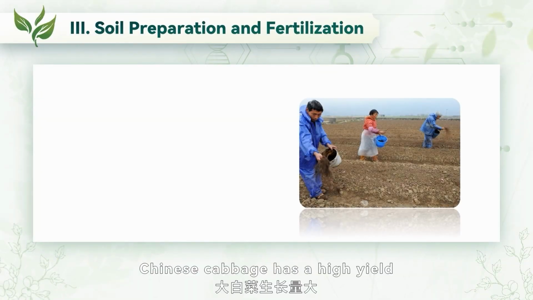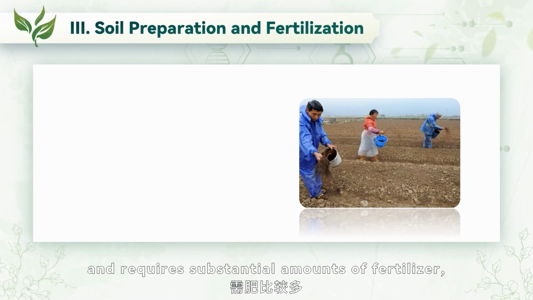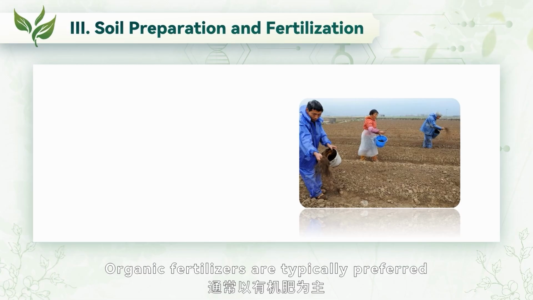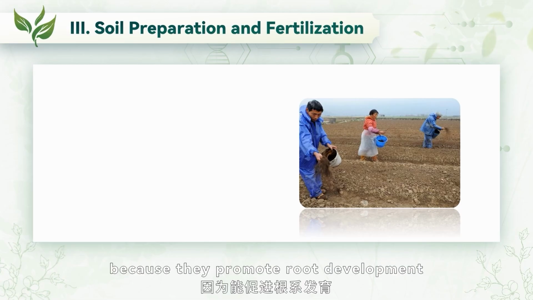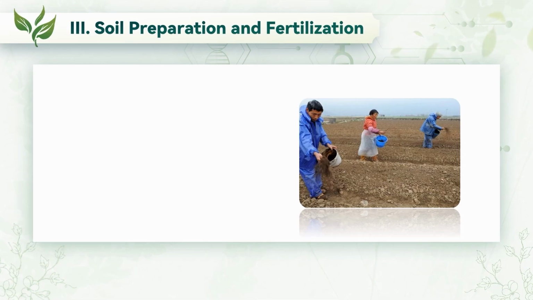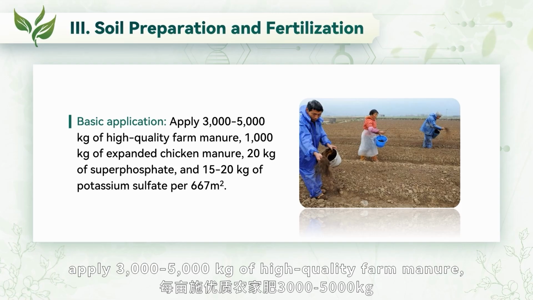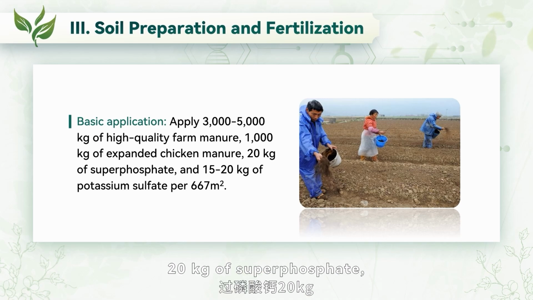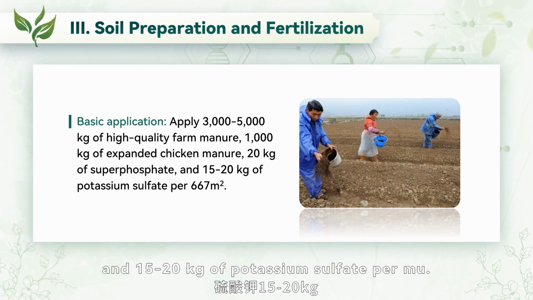Chinese cabbage has a high yield and requires substantial amounts of fertilizer, so base fertilization is crucial. Organic fertilizers are typically preferred because they promote root development and enhance resistance. Generally, apply 3,000 to 5,000 kilograms of high-quality farm manure, 1,000 kilograms of expanded chicken manure, 20 kilograms of superphosphate, and 15 to 20 kilograms of potassium sulfate per mu.